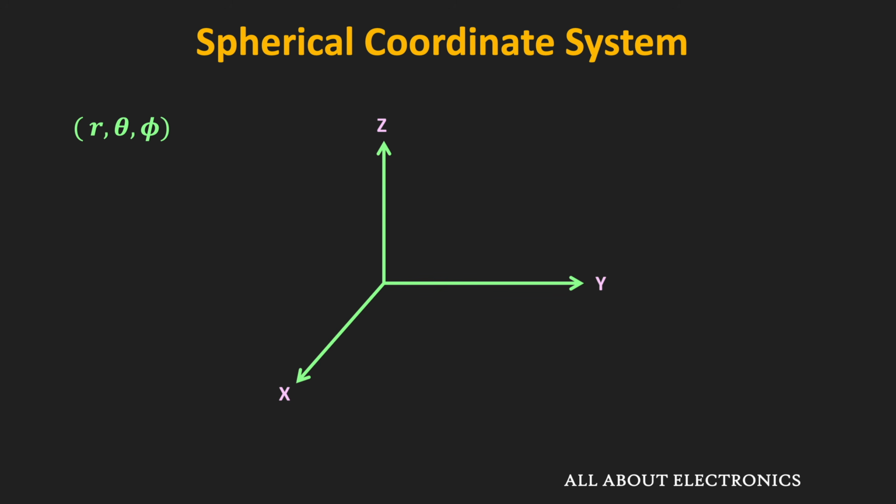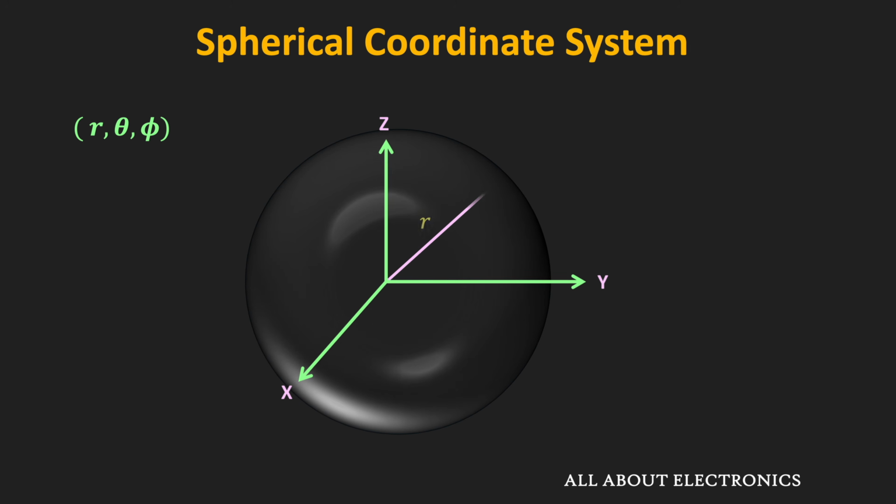In the spherical coordinate system, we have three coordinates: r, theta and phi. Here, r is the radial distance from the origin. If you want to visualize it, just draw a sphere from the origin. Here, r represents the radius of this sphere. This r can vary from 0 to infinity, so we can say that the range of the coordinate r is from 0 to infinity.